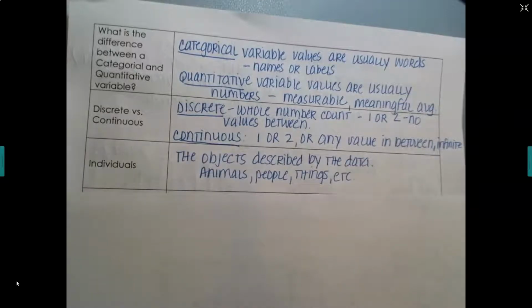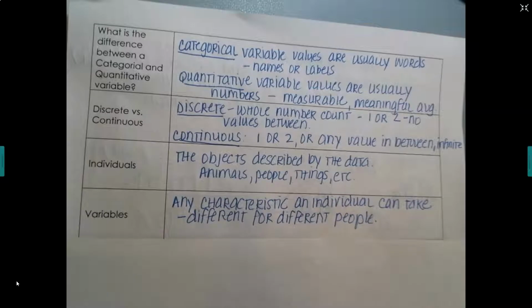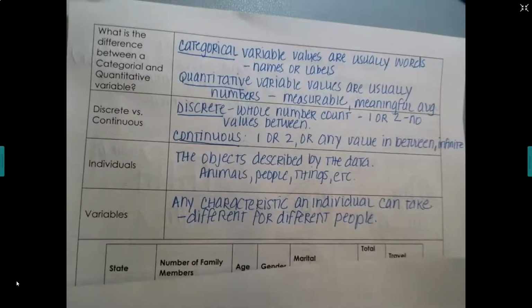The individuals are the objects described by the data: animals, people, things. Those are all the individuals. When we did smelling Parkinson's, we were the individuals on the dot plot. The variable is a characteristic an individual can take. So during smelling Parkinson's, the variable was how many shirts you guessed correctly out of the 12. And it was different for each person depending on their guesses. So it varied person to person.